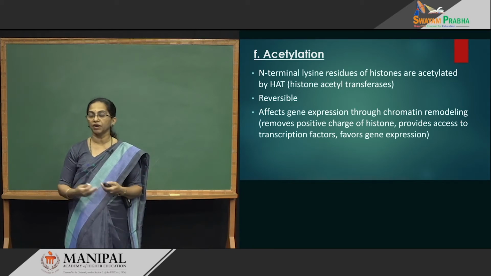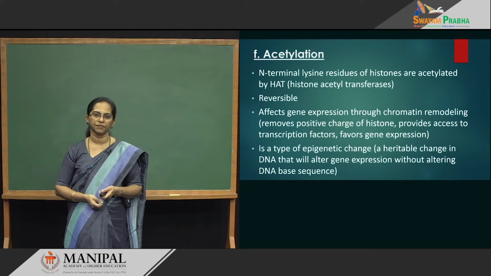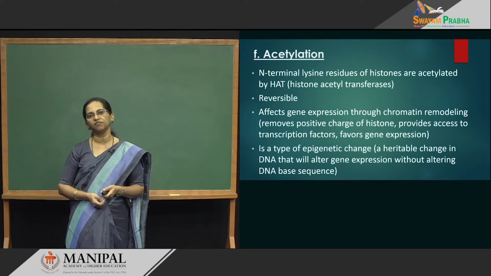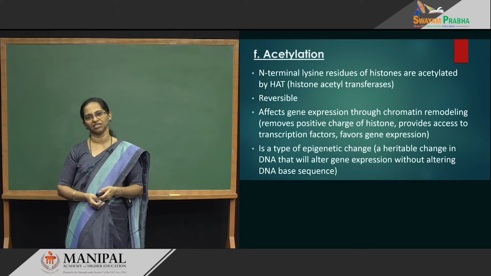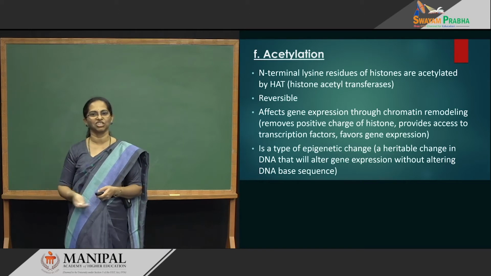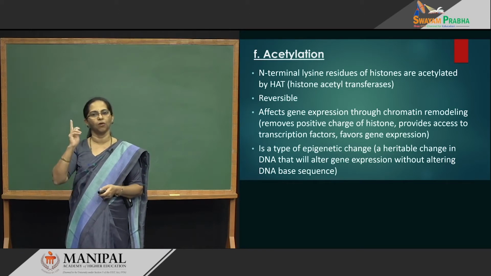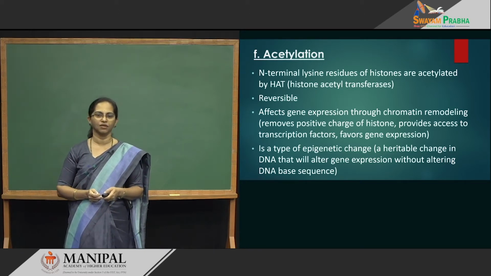And why do you do this? Because you want to affect the gene expression. And remember, this is a type of epigenetic change. So, it is a heritable change and it is an epigenetic change. So, where does the acetylation type of PTM take place? On the histones found in the nucleus.